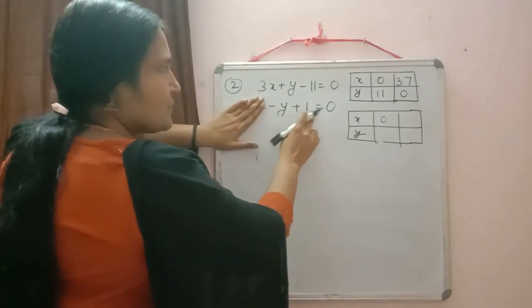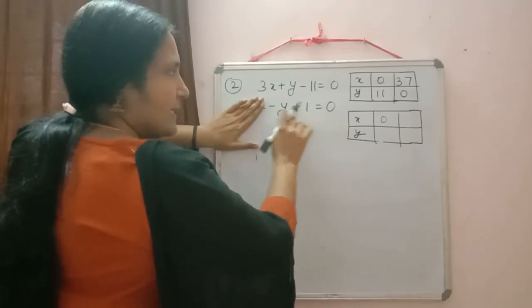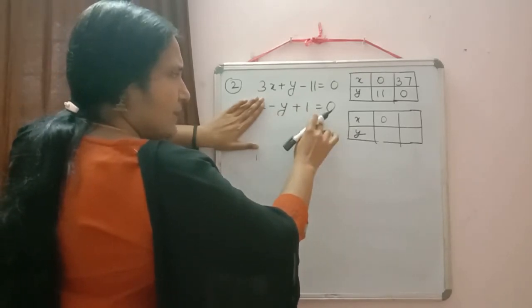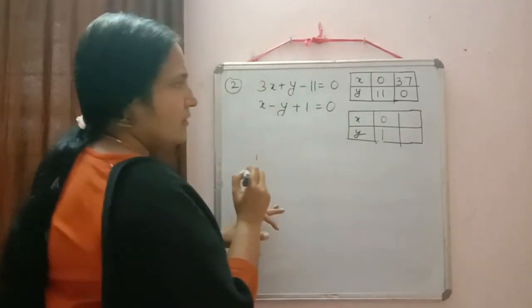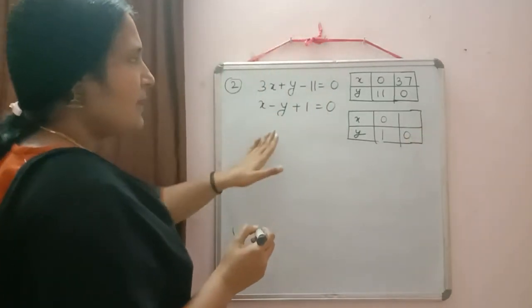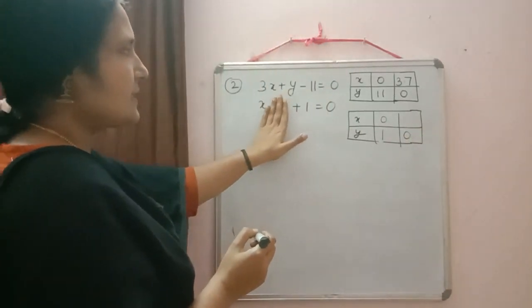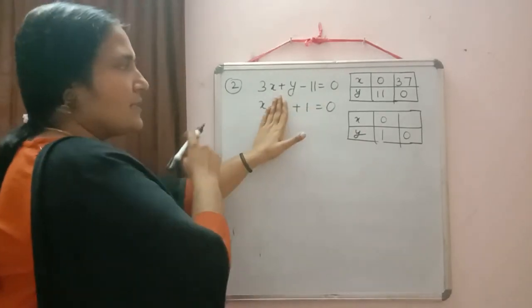Minus y plus 1 is equal to 0. So plus 1, if we shift to the right hand side, minus y is equal to minus 1. Then we will get y is equal to 1. Now substitute y is equal to 0. Then what will come? If y is equal to 0, this expression becomes 0. We will get x plus 1 is equal to 0. Then x is equal to minus 1.